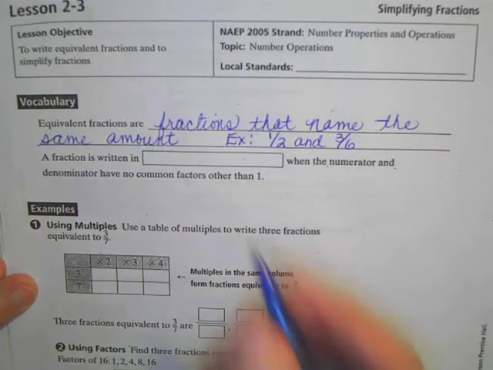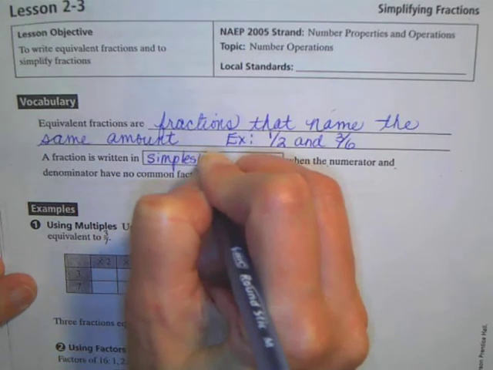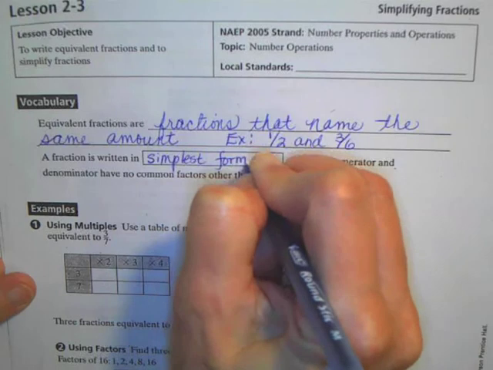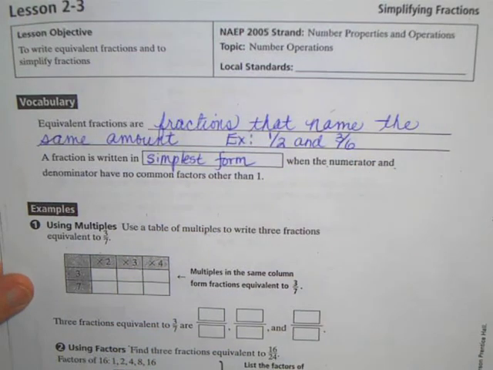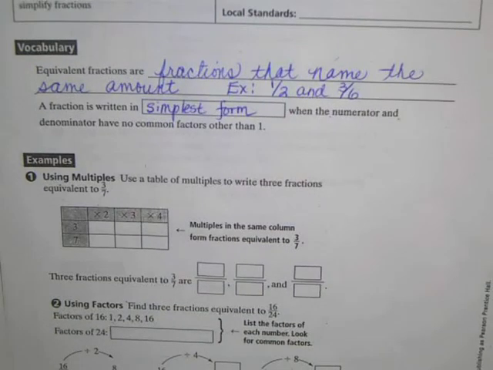A fraction is written in simplest form when the numerator and the denominator have no common factors other than 1. So, in general, we'll always want to answer our questions in simplest form, and we know it's in simplest form when we can no longer find a common factor for the numerator and the denominator.